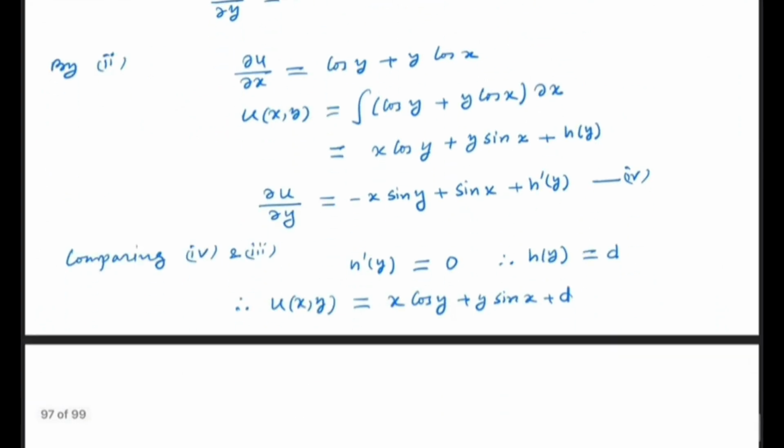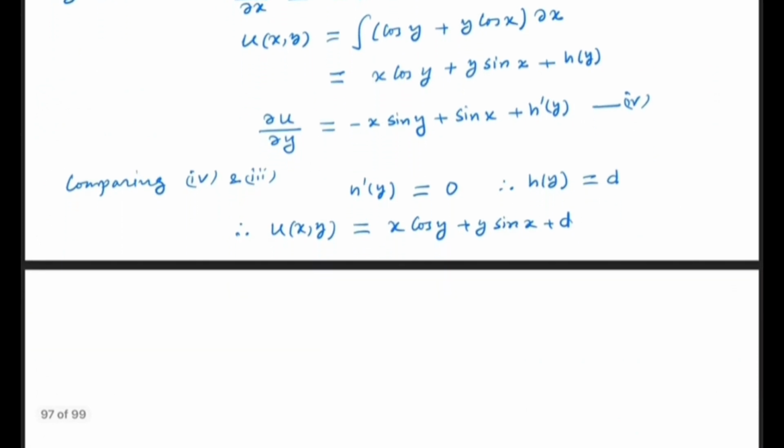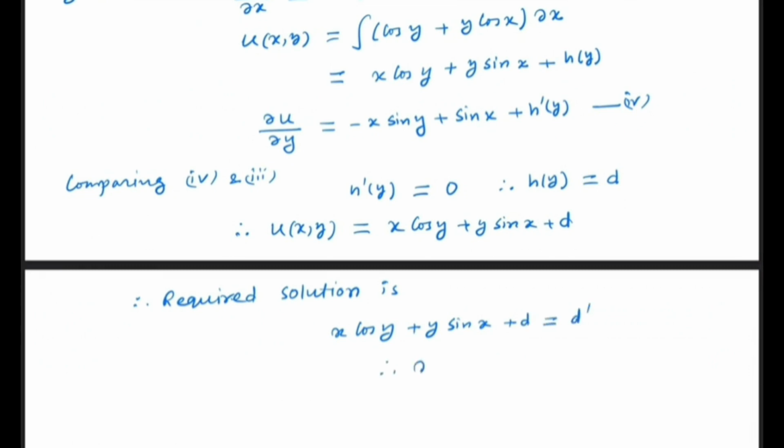And since we know that u(x,y) equal to a constant is the solution, the required solution is x cos y + y sin x + d is some constant. So we can write it as x cos y + y sin x = c, where this c is nothing but d' - d. So c, d, d' are all constants. So this is the general solution of the given ODE.